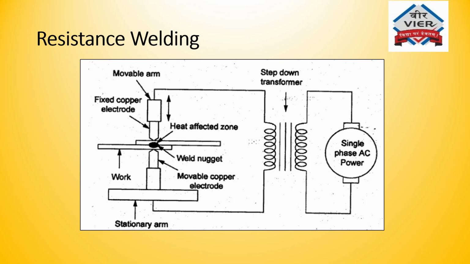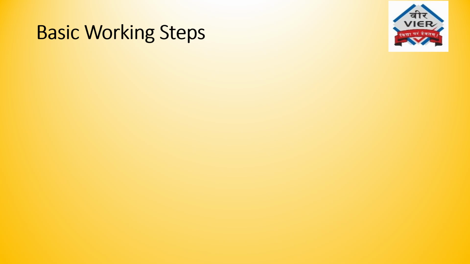You can see the fixed copper electrode and the movable copper electrode. These two electrodes will ensure the contact between the two sheets. You can also see the heat affected zone at which the welding will take place. So this is the schematic diagram for resistance welding.